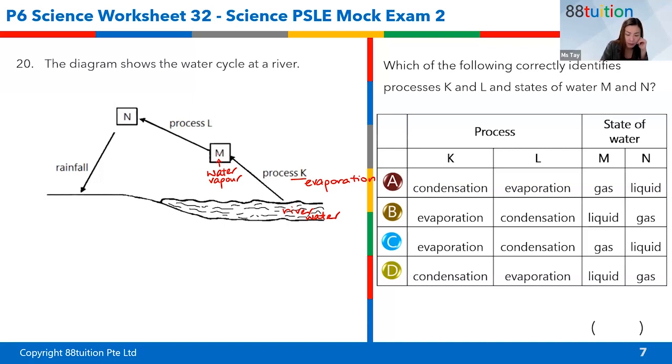Then at M, it will change to N, but it needs to go through a certain process. What is this process? Water vapor needs to go through this process to be converted to N. The rest of you know? Yeah, you are typing. Very good. Make sure you are spelling correctly. Okay, so condensation here.